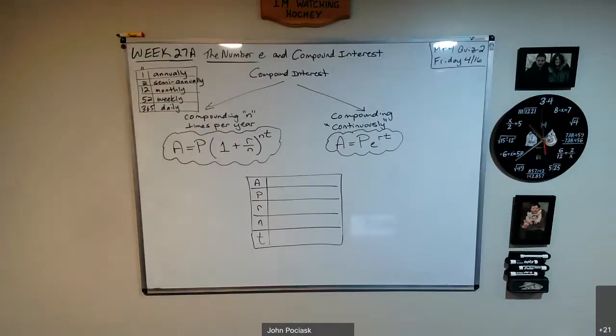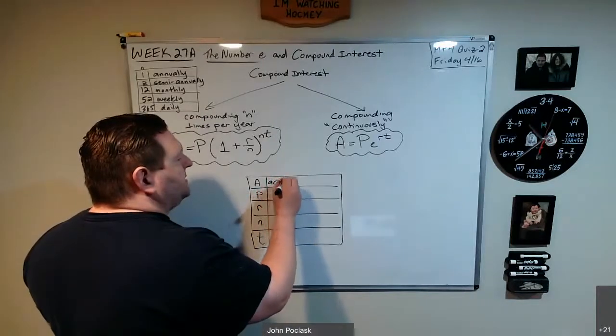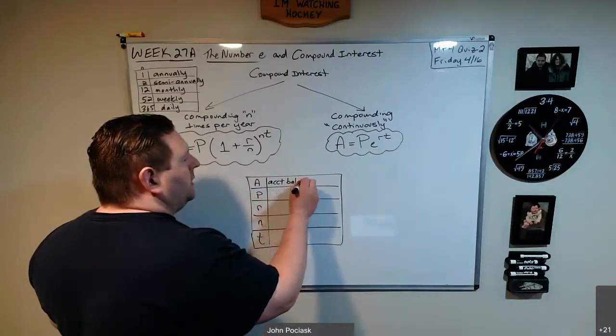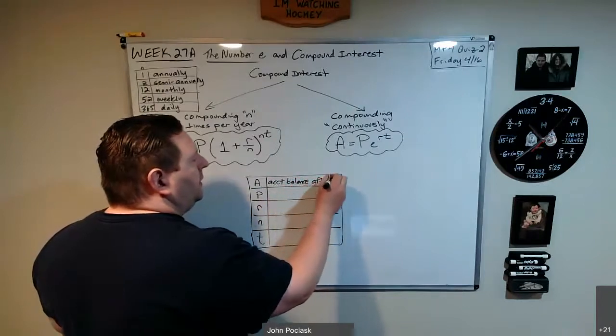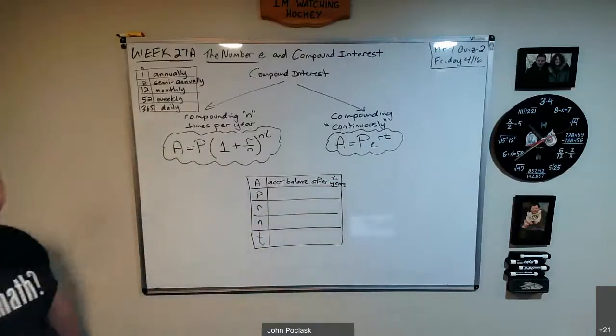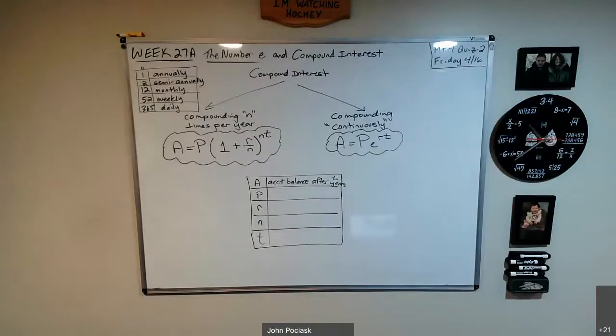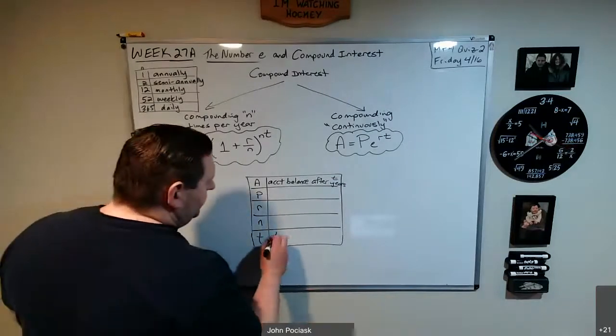So capital A stands for the account balance. The account balance after T years. The account balance after T years have elapsed. So that gives away what T is, time in years.